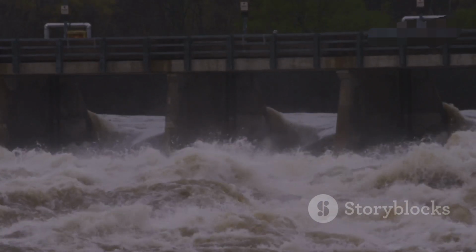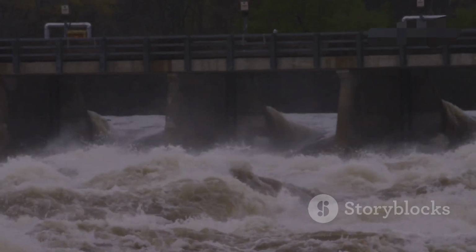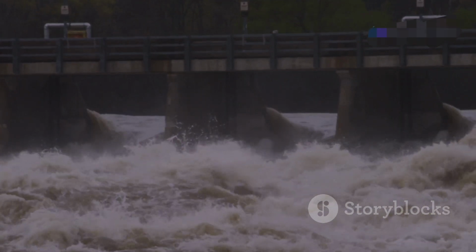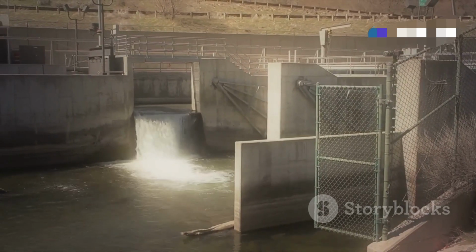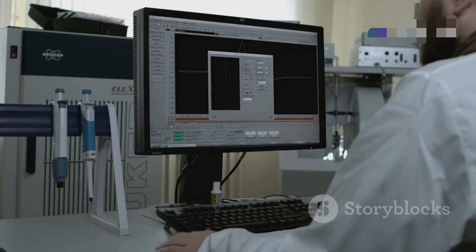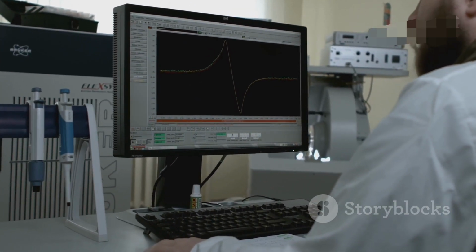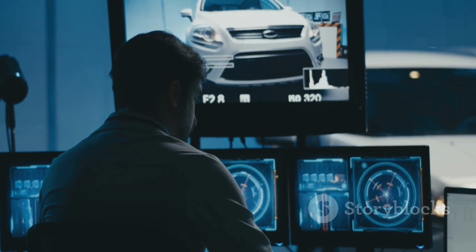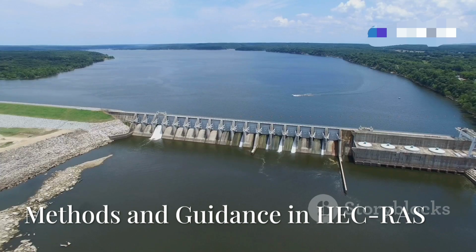For example, some guidance suggests that breach formation times for earthen dams can range from about 1/10 of an hour to several hours. For concrete gravity dams, the failure of a monolith could be almost instantaneous once it starts. Given the uncertainty, it is often wise to conduct sensitivity analyses in HEC-RAS, testing a range of plausible breach development times to understand their impact on the flood predictions.